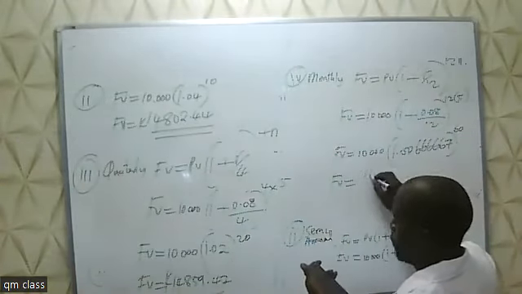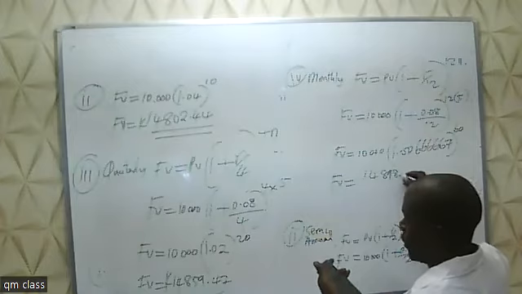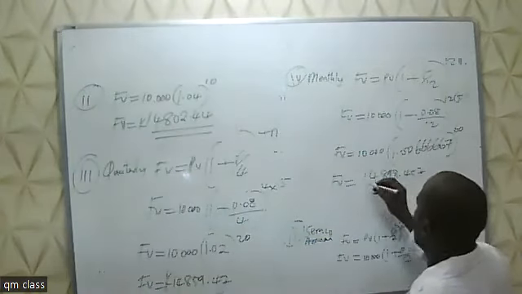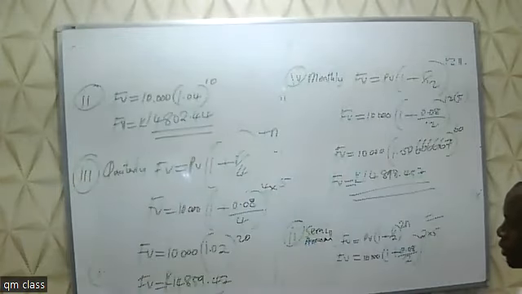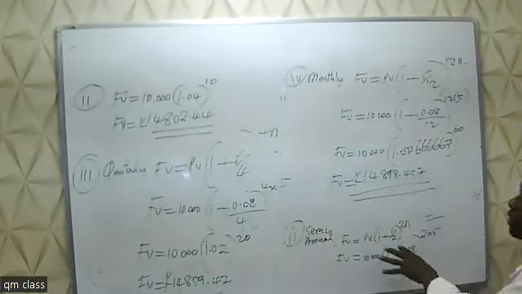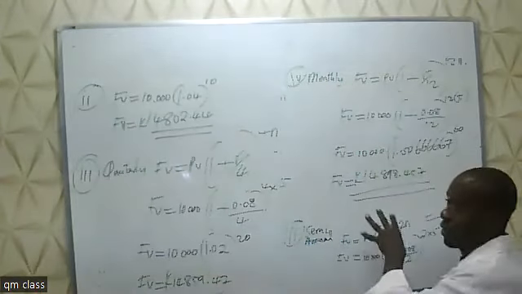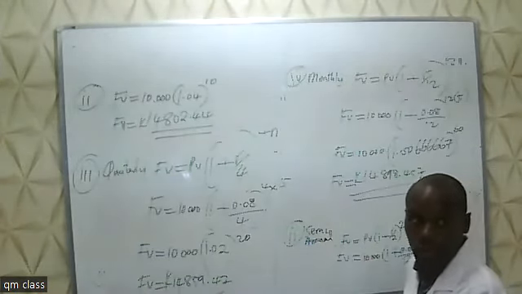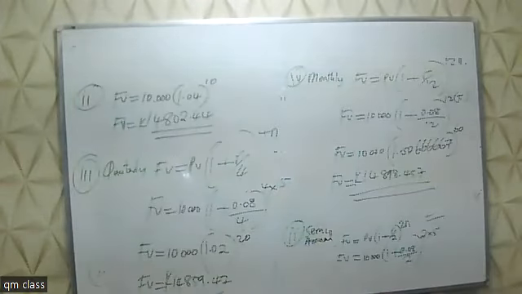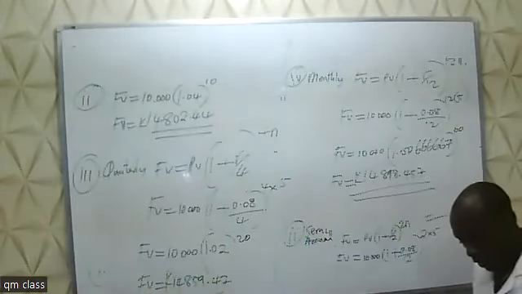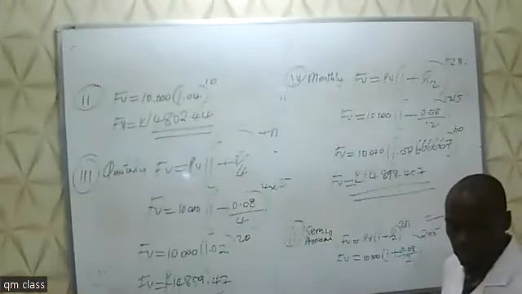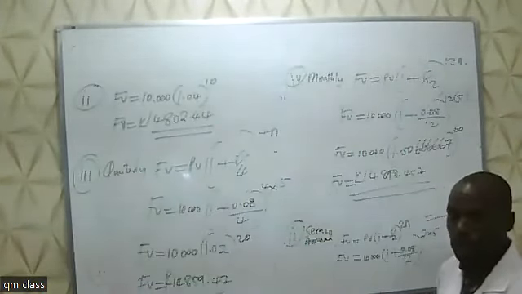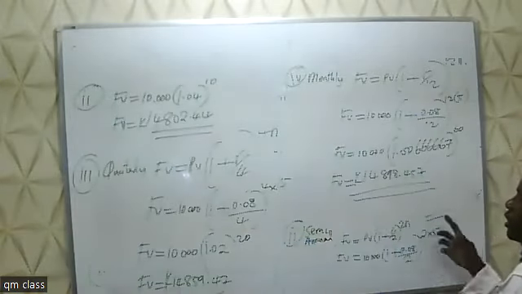So you have 14,898.457. It's better this man goes for monthly compounding, because it's going to give the highest possible amount at the end of 5 years. So this is what we should go for when looking at compounding. Is it clear so far? You just need to pay attention to details as you look at compounding.